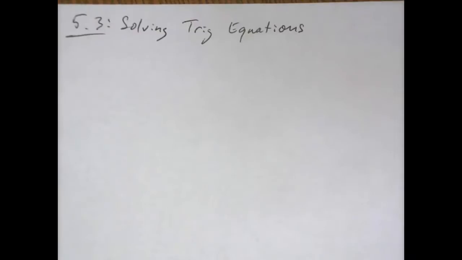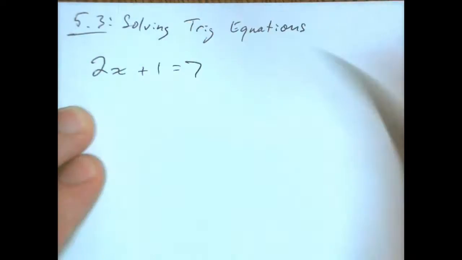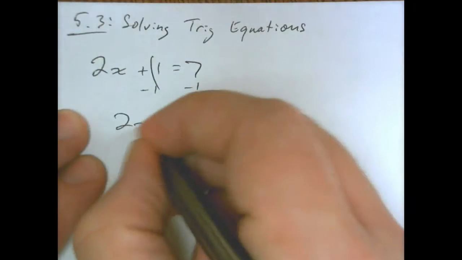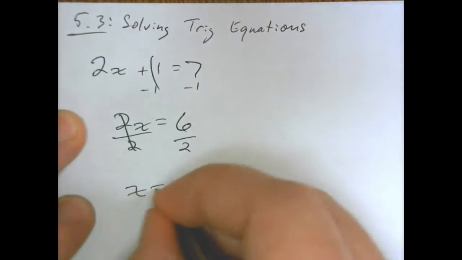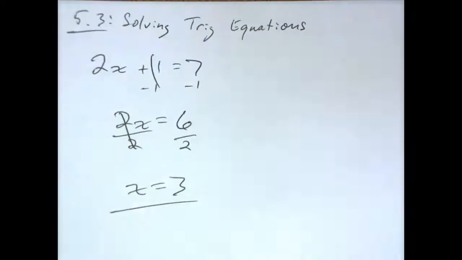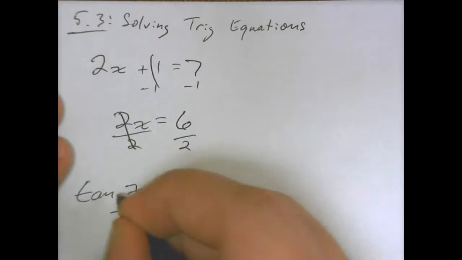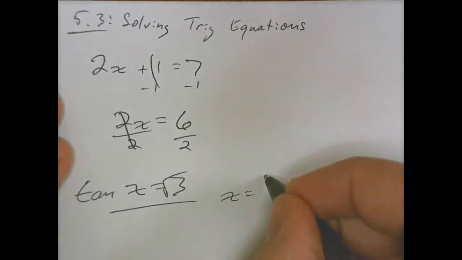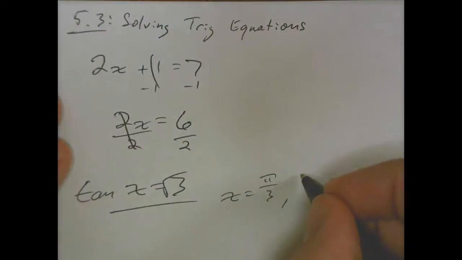Alright, so in this video we're going to be talking about solving trig equations. A regular equation, you'd have like 2x plus 1 equals 7 or something like that. Then you would subtract 1 and divide. This is Algebra 1. So then x would equal 3, right? We're going to do something like that, except we'll have something like tangent x equals square root 3. Then we can figure out what angles x is equal to. Opposite over adjacent, pi over 3, or else, since tangent is positive, 4 pi over 3.